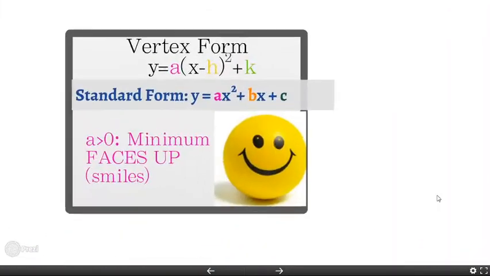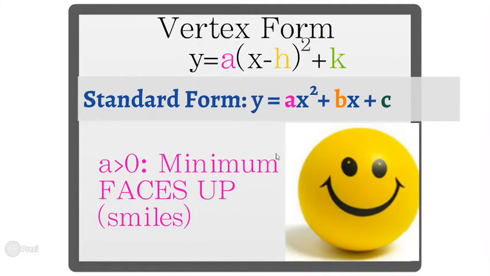Okay, now you did an activity where you found out that the a value in your vertex form happens to be the same a value that is in standard form. So if you know the a value in standard form, then you know the a value in vertex form and vice versa. But anyways, if your a value is greater than 0, so all numbers greater than 0 are positive, guess what? Your parabola faces up and kind of makes a happy face because it's positive, right? Positive people are happy, right?